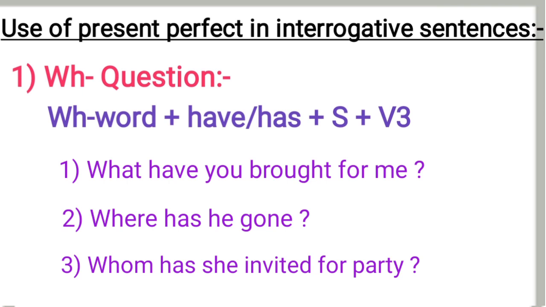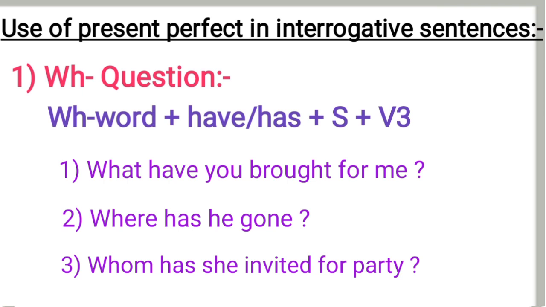In the first example, I use have as a helping verb because the subject in the first question is you, and with you we have to use have helping verb. Then after you I use brought, which is the third form of bring, and then for me is the remaining part of the question, and finally question mark. And in this question the action of bringing something is completed.